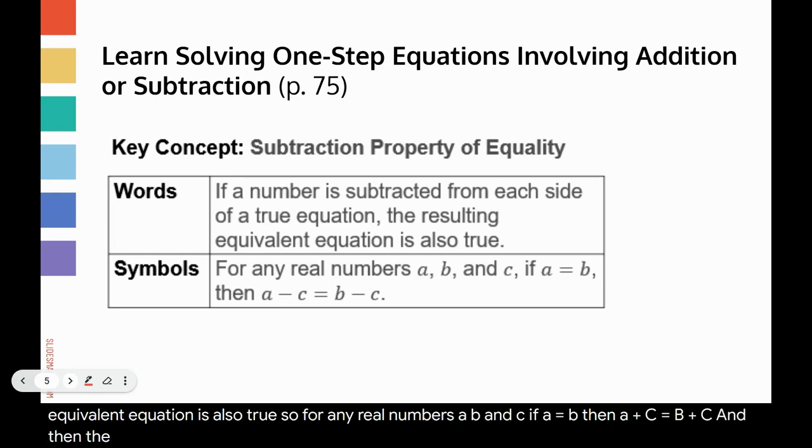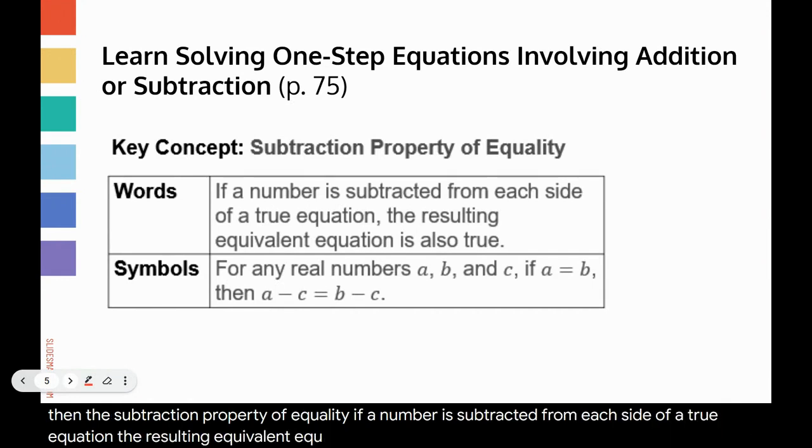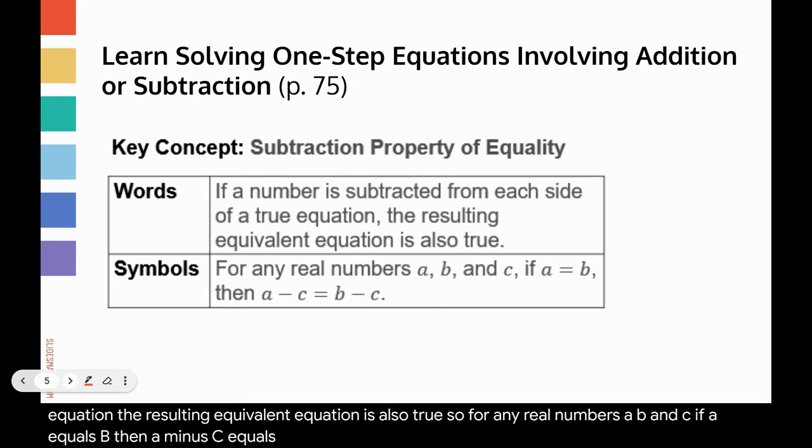And then the subtraction property of equality, if a number is subtracted from each side of a true equation, the resulting equivalent equation is also true. So for any real numbers a, b, and c, if a equals b, then a minus c equals b minus c.